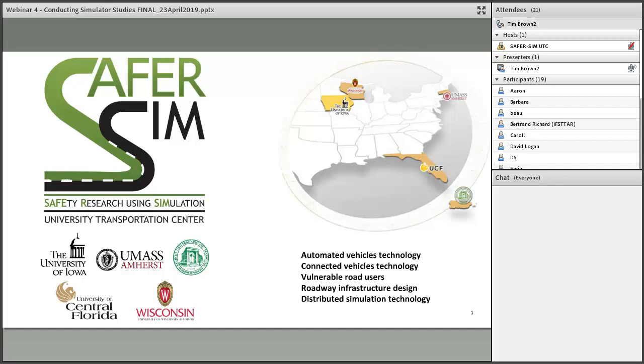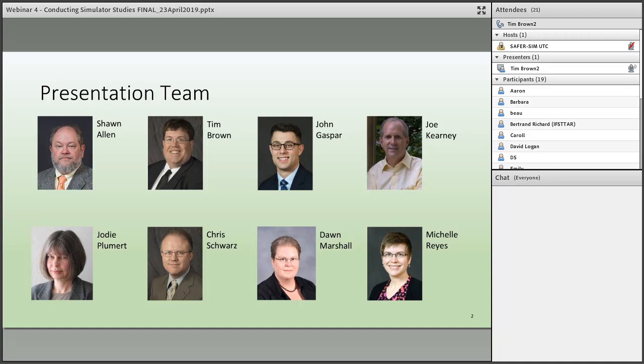Move on from there. And so my name is Tim Brown. I'm a research scientist here at the University of Iowa's National Advanced Driving Simulator. I have been doing driving simulation research. I started back in 1994 as I was finishing my undergrad work here at the University of Iowa, and have been doing it ever since. So I've got a few years of experience doing this, and hopefully some insights that are useful to share.